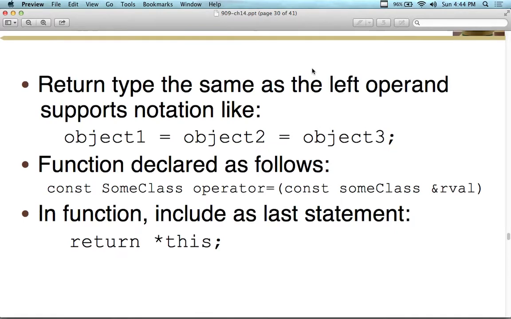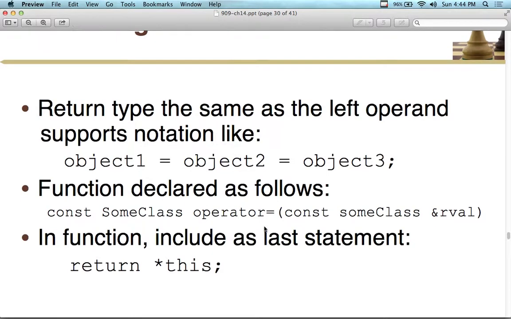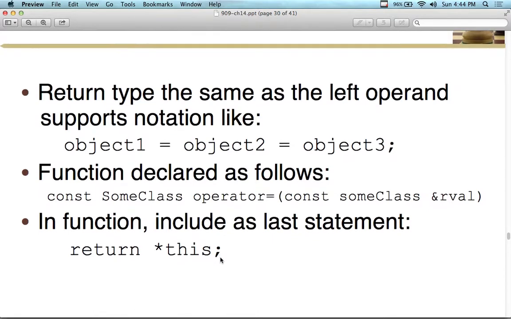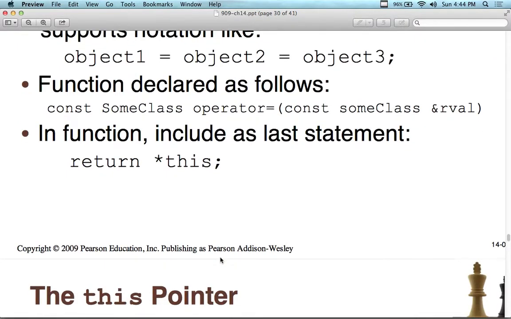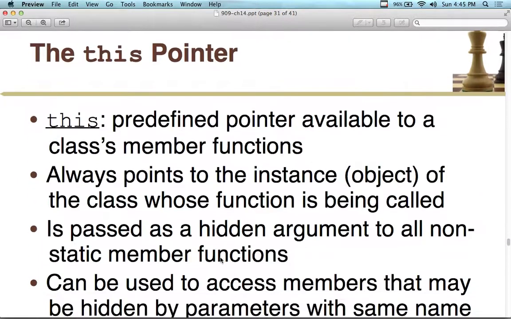So the return type, if we do an operator, object 1 is equal to object 2, which is equal to object 3, which we actually saw in one of the examples. The return type is the same as the left-hand operand, which supports the notation that looks like this. So the function is declared as follows, and this is our operator equals that we saw. In the function we included this as the last line, and it was a pointer to itself, which is kind of interesting. It's an important thing to note that we can point to ourselves and return ourselves from a function. So this pointer is what I wanted to talk about.